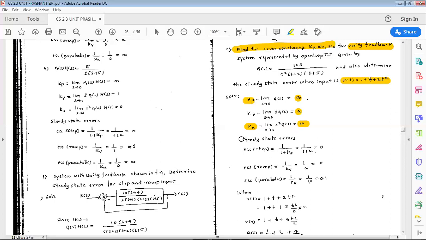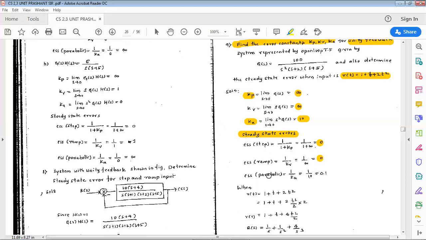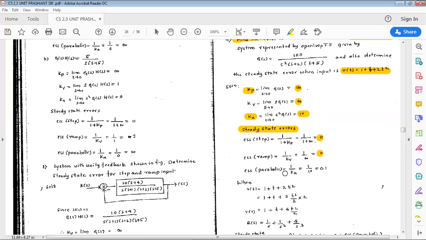So we know how to find steady state errors also for step, ramp and parabolic. Now see the first one. Steady state error due to step input is given as 1 divided by 1 plus Kp, which is equal to 1 divided by 1 plus infinity. That results in 0. Similarly, steady state error due to ramp input is given as 1 by Kv, which is equal to 1 by infinity. That results in 0. Similarly, steady state error due to parabolic input is 1 by Ka. Ka value is how much? 10. 1 by 10.